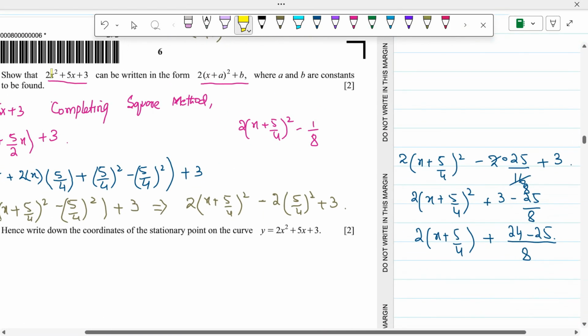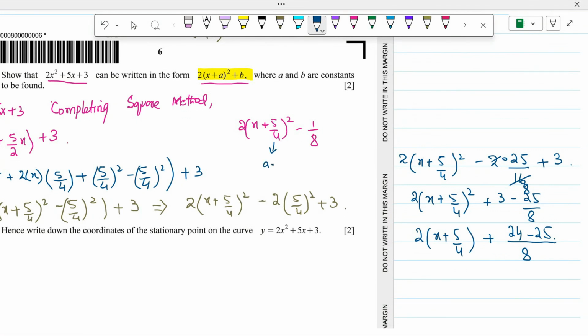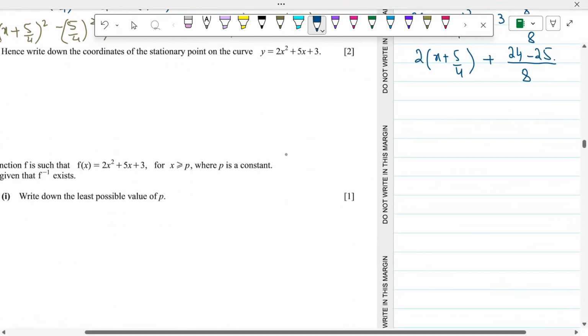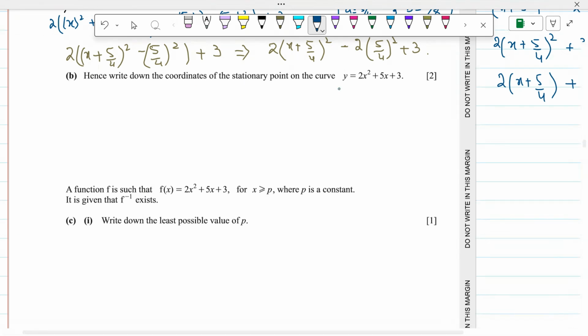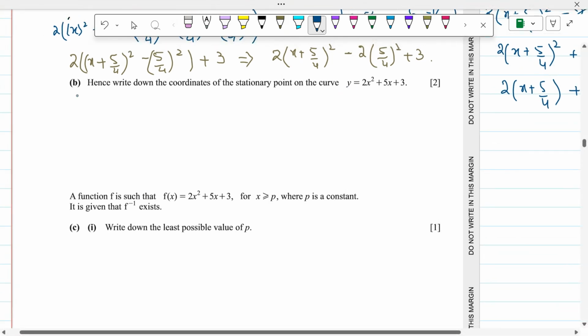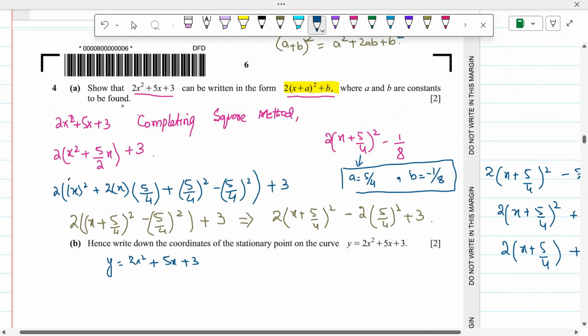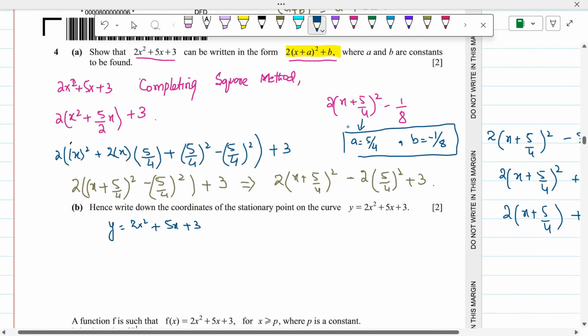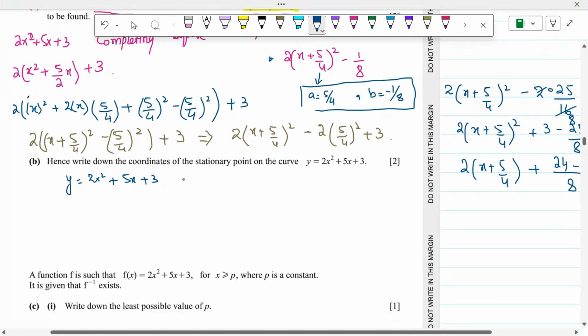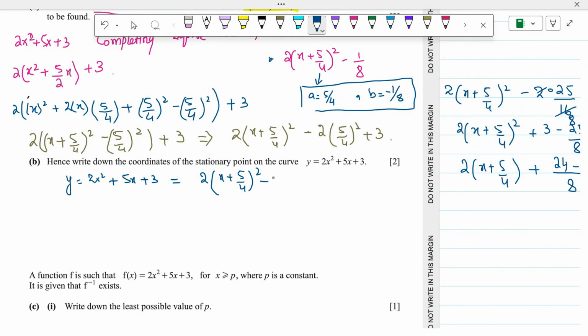So we have converted the quadratic equation into this format, where a is 5/4 and b is negative 1/8. Now write down the coordinates of the stationary point of the curve. We already have the quadratic equation 2x² + 5x + 3, and we have just converted it into this format, so it is also equal to 2(x + 5/4)² minus 1/8.